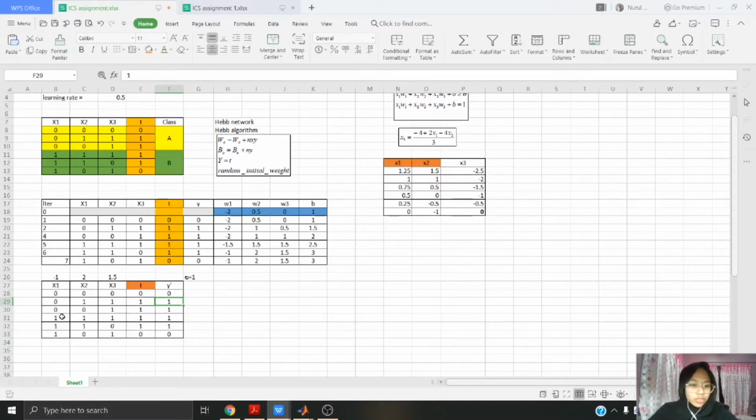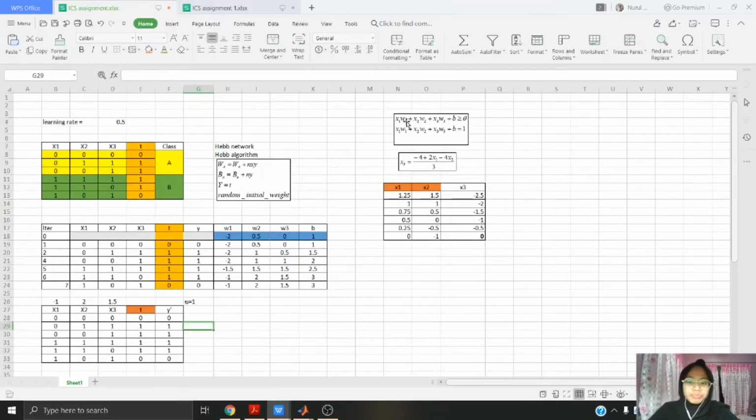We try another one. So we have x1 equals 1, x2 equals 1, and x3 equals 0, and the t is 1. So we have -1 plus 2 plus 0 since the x3 is 0, right? So negative 1 plus 2 is equal to 1 and the theta is 1. So when the value is more than or equal to 1, we will assume the t equals 1. Therefore, we have gained the y prime is 1. So in this table, we can see that the t and the y prime are the same. So the accuracy is 100%.